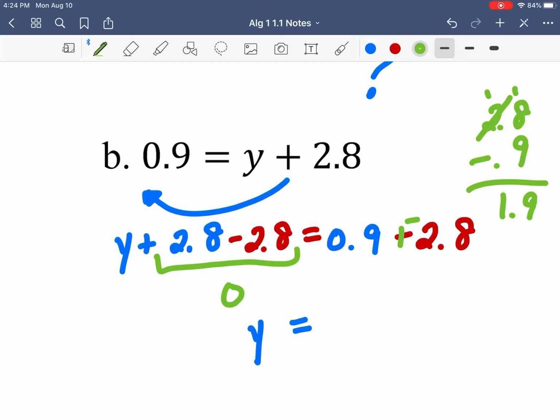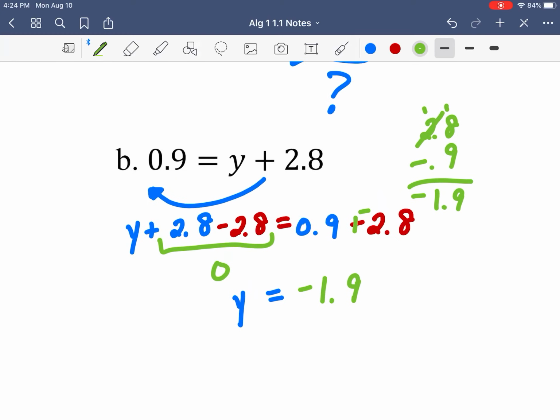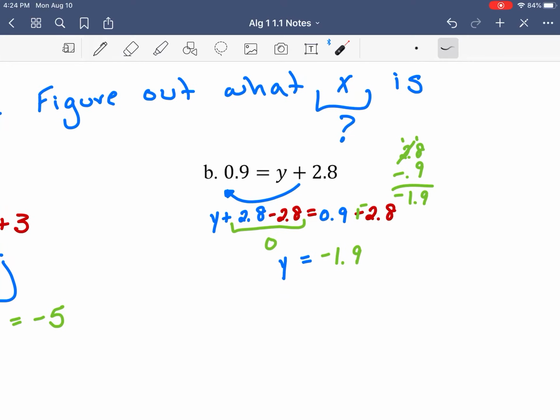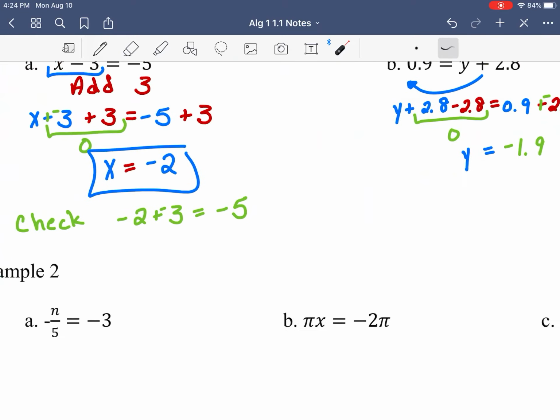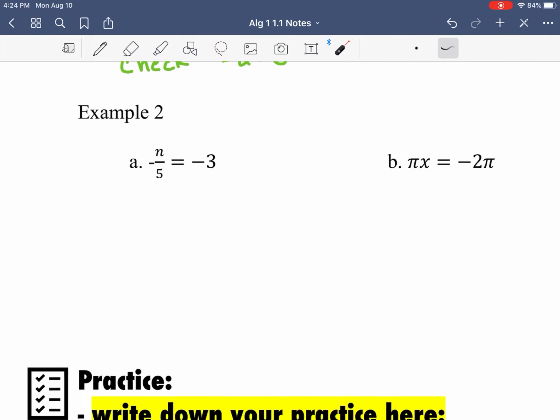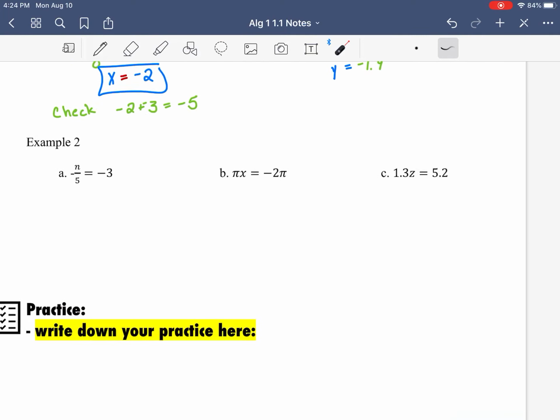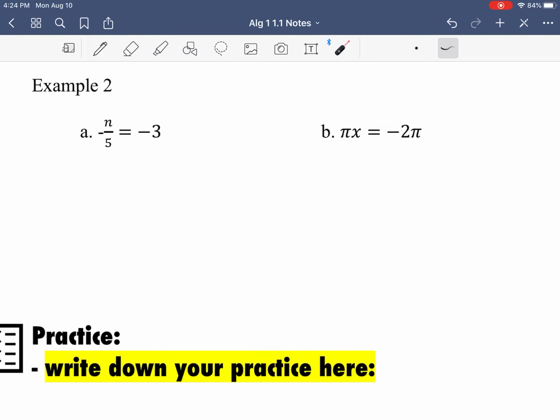1.9, and it would be negative. So y equals negative 1.9. If you're unsure on this guy here, I'm okay with you using a calculator. Feel free to use a calculator if you need it. Y equals negative 1.9. Okay, so now let's go ahead, we've got one more example to do.